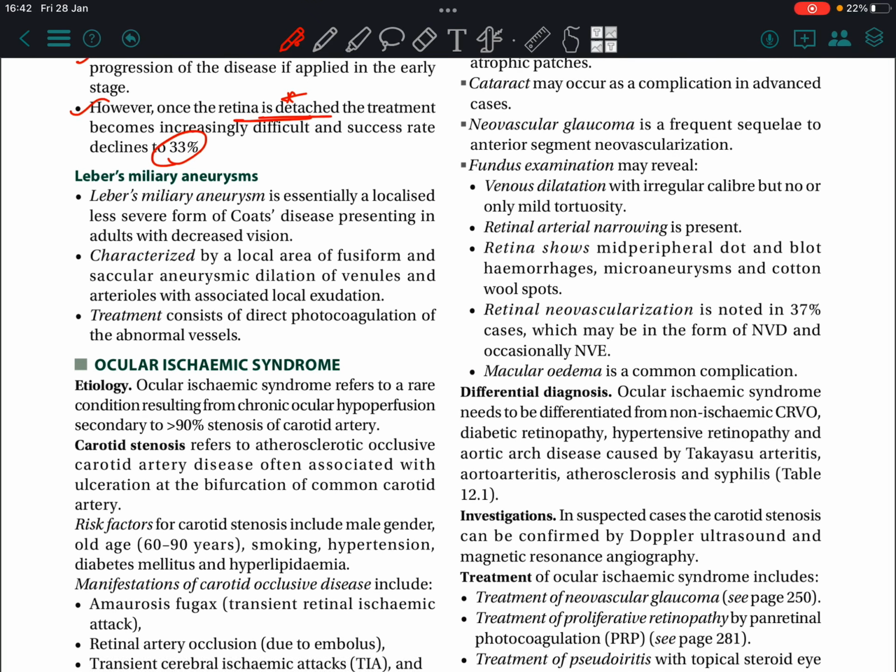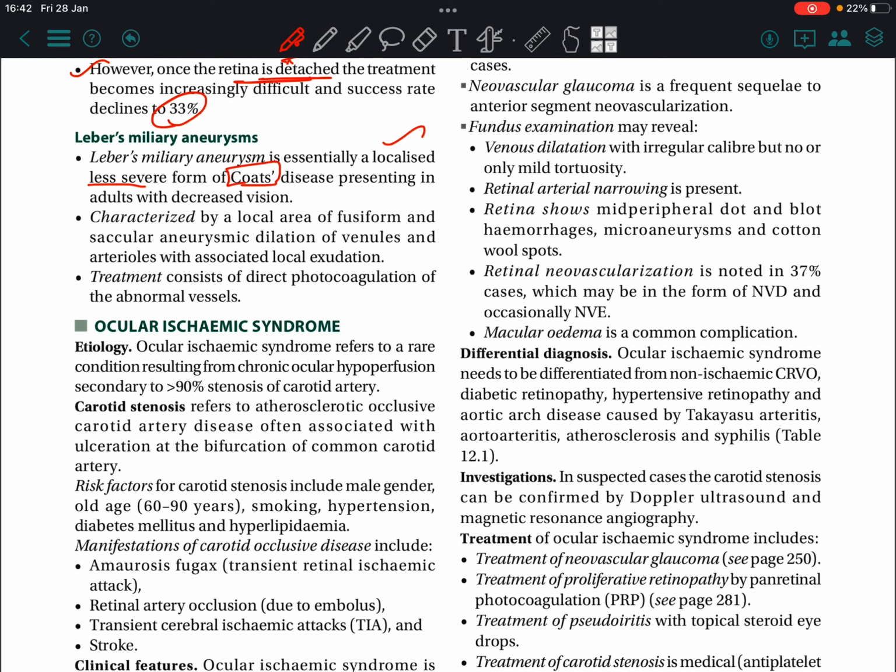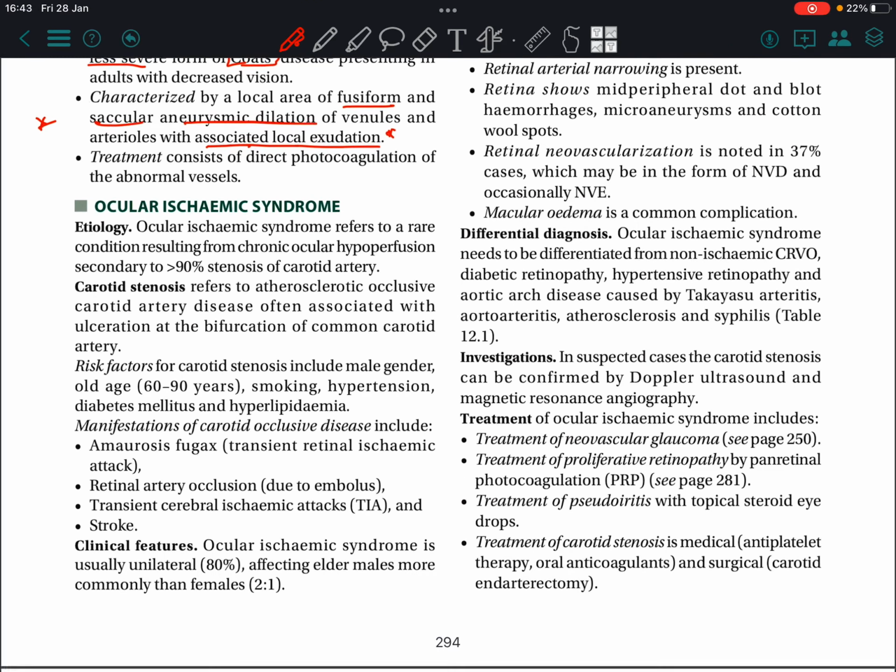Leber's miliary aneurysm. Leber's miliary aneurysm is essentially a localized, less severe form of Coats disease, presenting with decreased vision in adults, characterized by local areas of fusiform and saccular aneurysm, dilation of venules and arterioles, associated with local exudation. Treatment consists of direct photocoagulation of abnormal vessels.